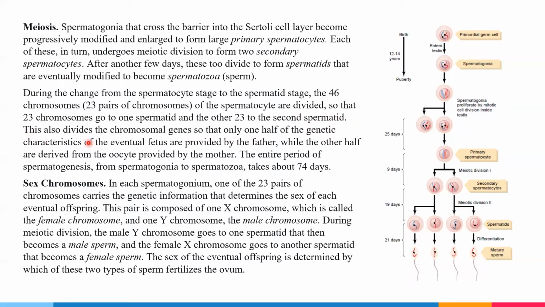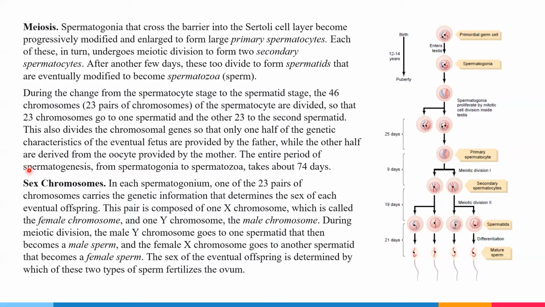This also divides the chromosomal genes so that only one half of the genetic characteristics of the eventual fetus are provided by the father, while the other half are derived from the oocyte provided by the mother. The entire period of spermatogenesis from the spermatogonia to spermatozoa takes about 74 days.